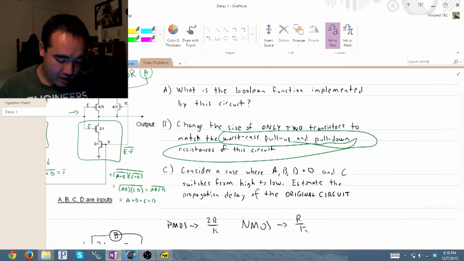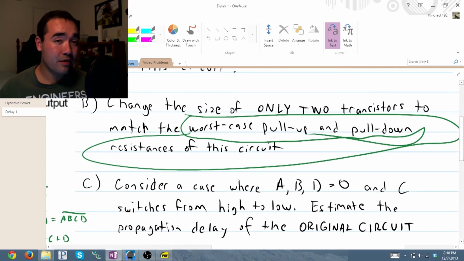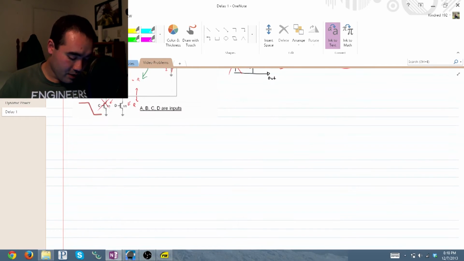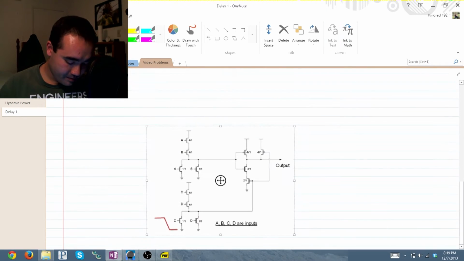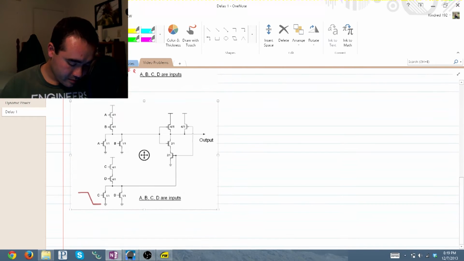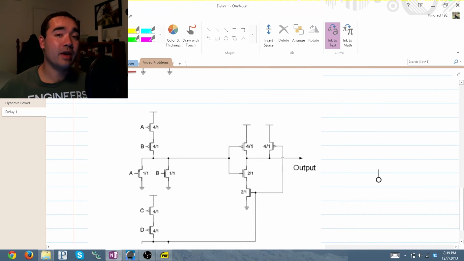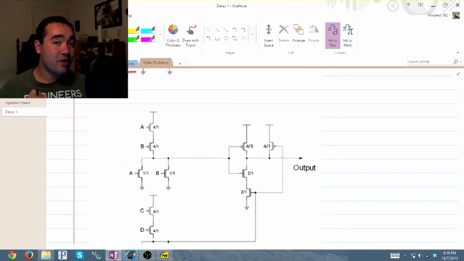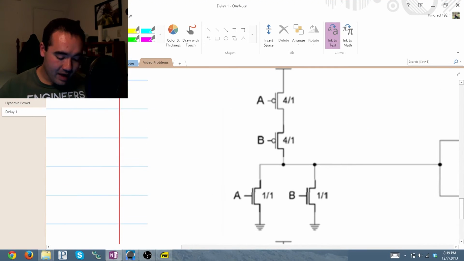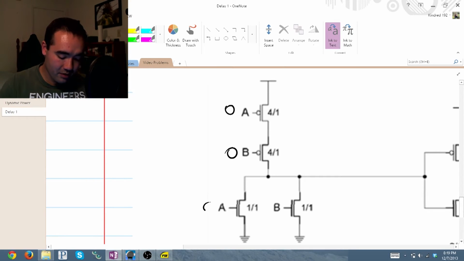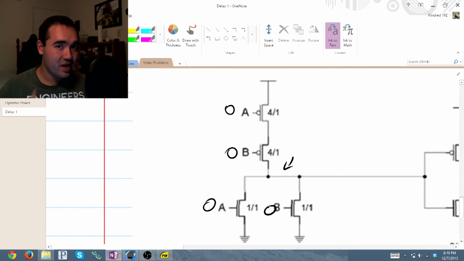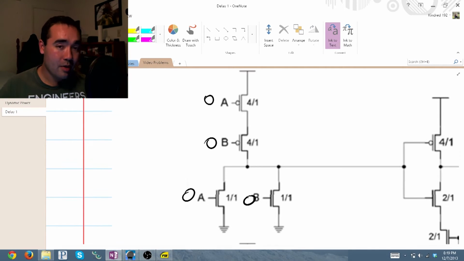So, we're going to consider a case where A, B, and D equals 0, and C switches from high to low. So we want to estimate a propagation delay. Let's go ahead and paste a new copy of the circuit. Alright, zooming in. Again, we're going to handle this one stage at a time. Now we're looking for propagation delay, which means we're only interested in the parts of the circuits that are going to change. If you look here at the AB side, this is 0, 0, 0, 0. This doesn't change.